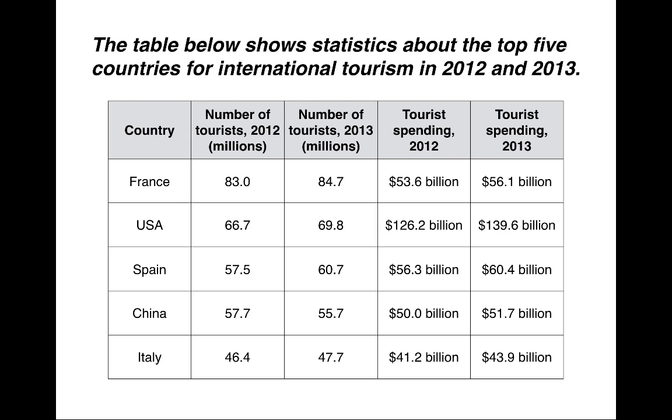Looking at the table, you can see on the left we've got countries. Then the next 2 columns we've got numbers of tourists in the 2 years, 2012 and 2013. So that's numbers of people in millions. And then in the final 2 columns, we've got tourist spending in those countries in those 2 different years. And that's in billions of dollars.